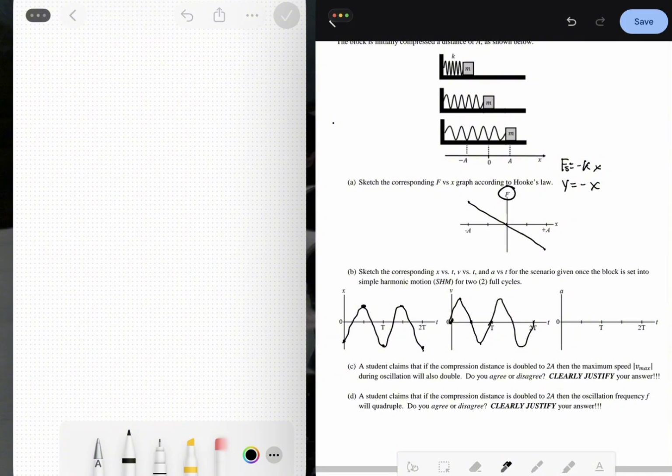For part B, for the acceleration t graph, I'm going to start in the positive direction and end in the positive direction because it mirrors the position t graph. And so I'm just going to do a cosine graph, but positive.